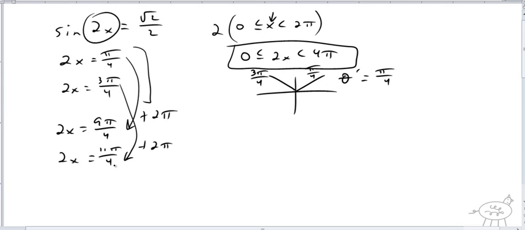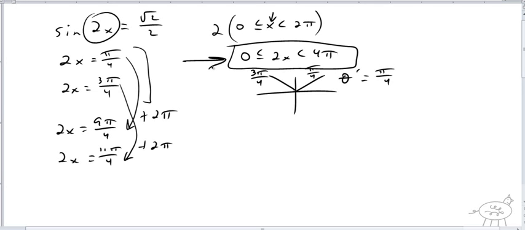Are these values still between 0 and 4 pi? Yeah. 11 pi over 4 is definitely less than 4 pi. 4 pi is 16 pi over 4. Okay? So this is still valid, right? Do you guys agree? All this is valid because of this guy right here. 2x is between 0 and 4 pi, and it truly is.